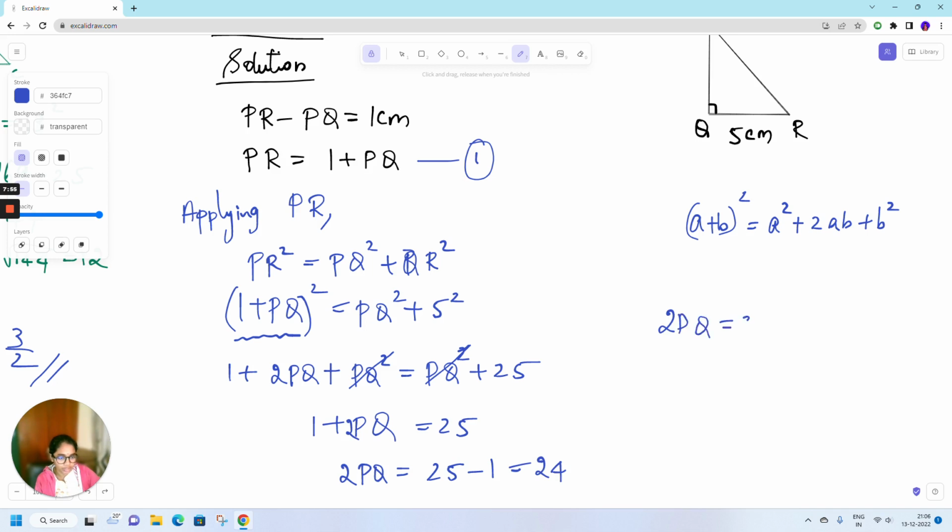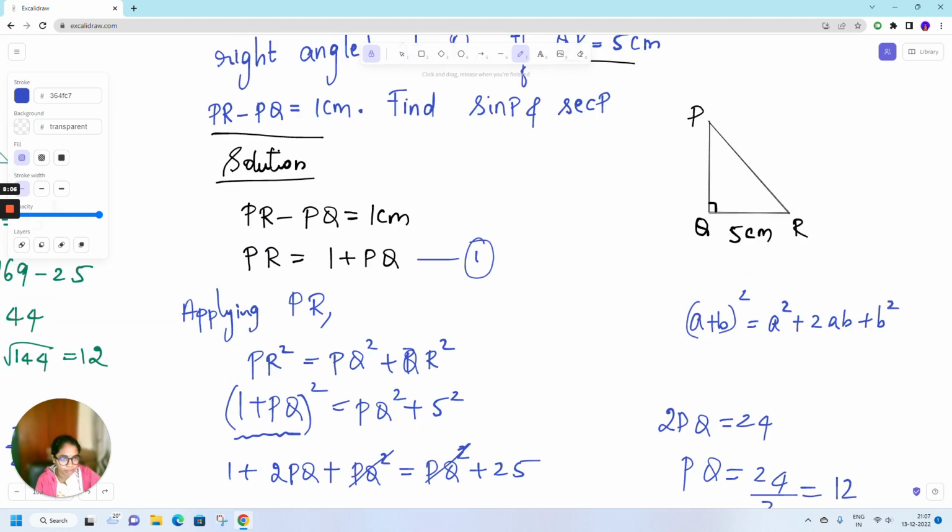2PQ is equal to 24. Then PQ is 24 divided by 2, that is 12. Okay, so we got our PQ value, which is 12. So we have a right angle triangle. Now, they are asking us to find sine P and secant P.